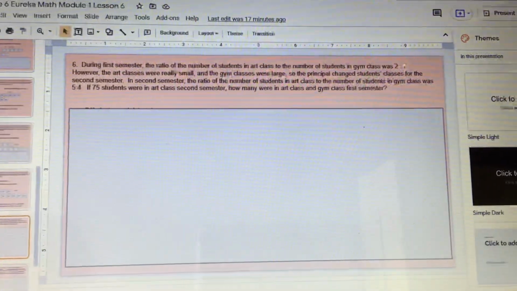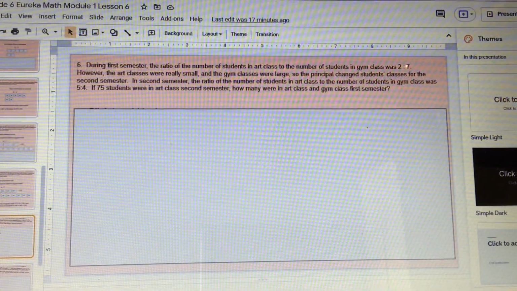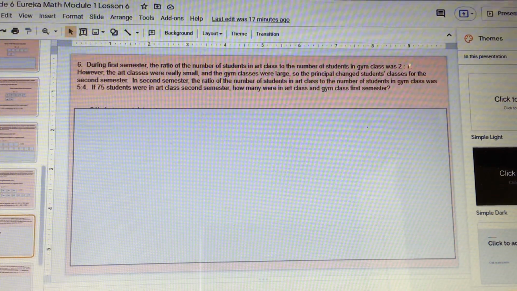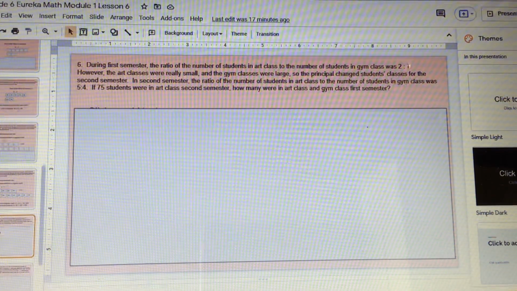Okay, our next problem. Number 6. I'm going to let you work on this one yourself. You're going to set up the same way. Use tape diagrams. Use all the information you have.